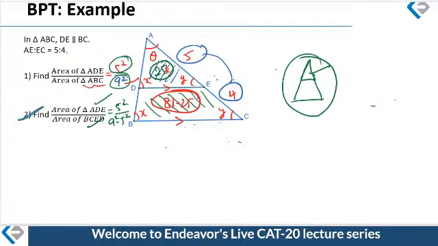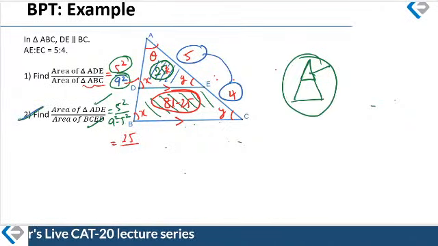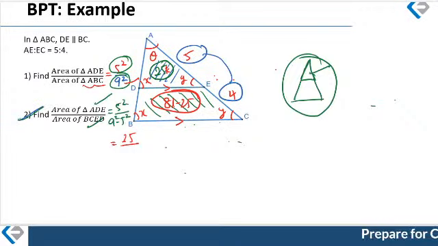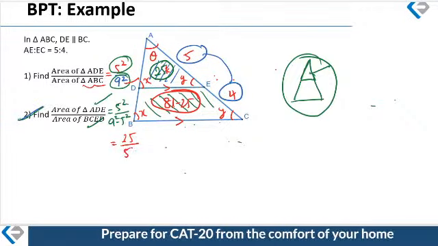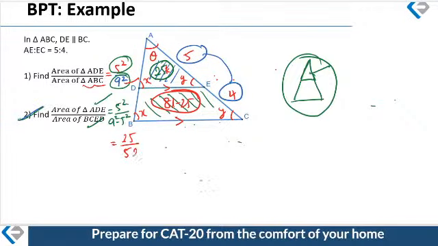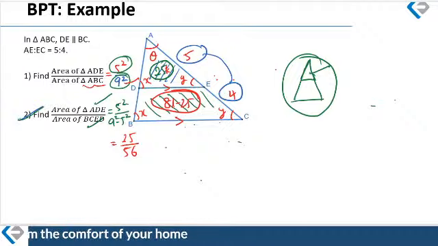So you can write the required answer as nothing but 25 divided by 56, right? That becomes your answer there. Fair enough. All right, let's go to the next one. As long as you understand this, let's go to the next one.